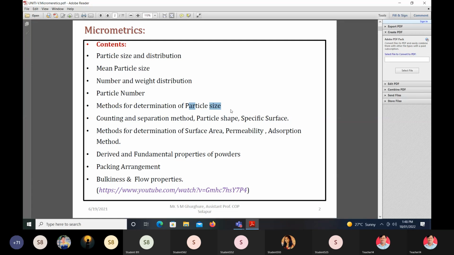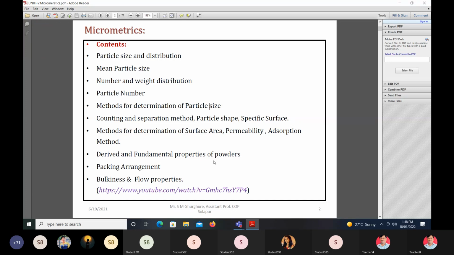And afterwards, the methods particularly used for determination of surface area: surface area is going to be determined by using the air adsorption method and the air permeability method. Two methods are used for determination of surface area. Then the fundamental and derived properties. In fundamental, particularly, we are going to focus on the particle size and its distribution, the particle shape, surface area, volume, and number of the particles.